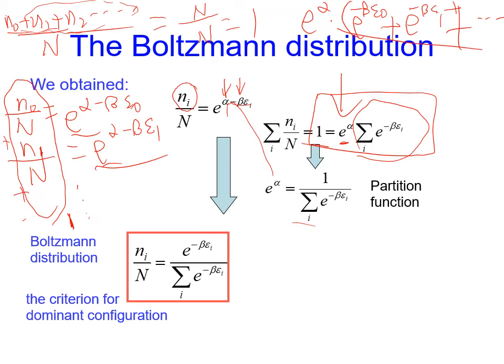And so we have Ni over the total number of molecules equals e to the negative beta epsilon i divided by the summation of e to the negative beta epsilon i over all energy levels. Okay?